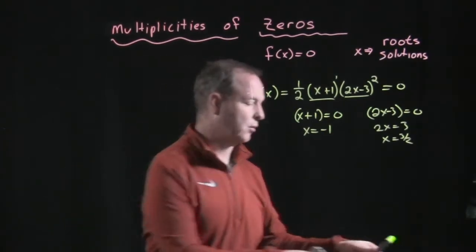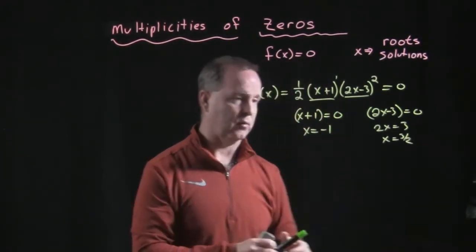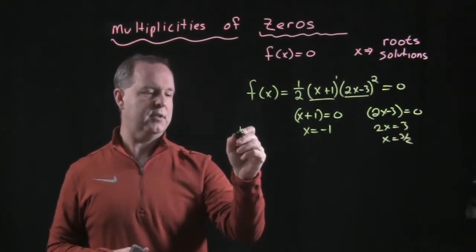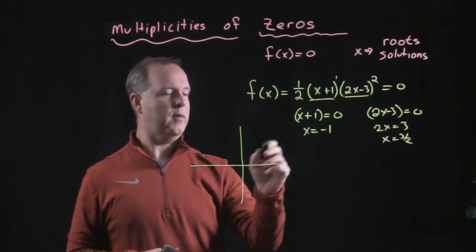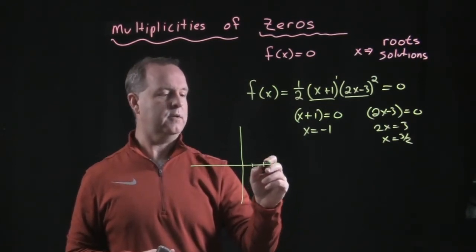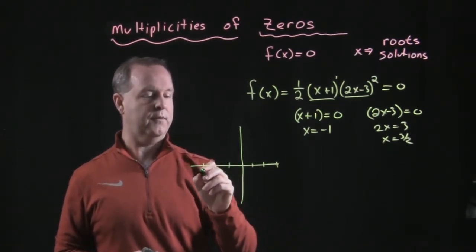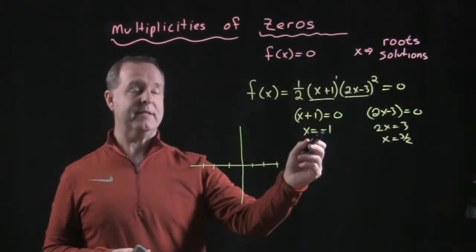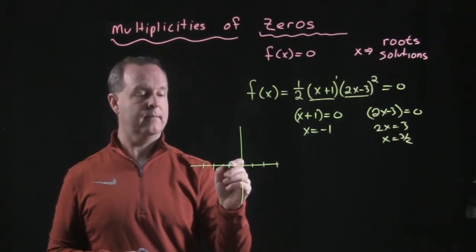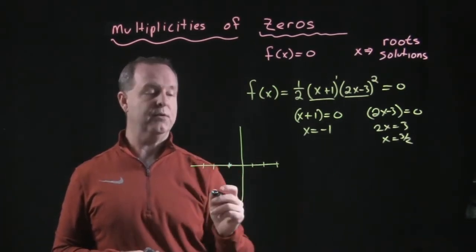What does that mean for us graphing it? Or what does that look like if we were to graph this? Well, let's just draw a quick generic graph. I have small points, 1, 2, 3, and 1, 2, 3. I know I have a solution at -1. I know I have a solution at 3/2.